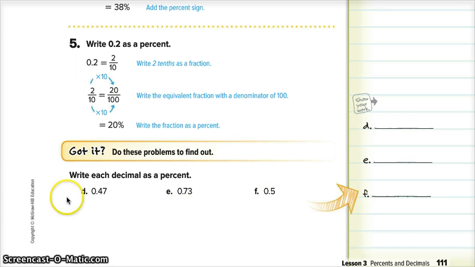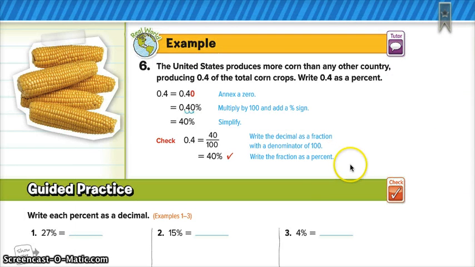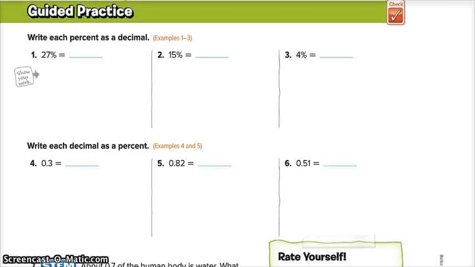Go ahead and try the 3 Got It problems at the bottom of the page, and then flip to the back page of your packet. On the back page of your packet, they give you one more example that's more of an application question, so you may want to read over that. And then you can go ahead and jump down to the guided practice section.